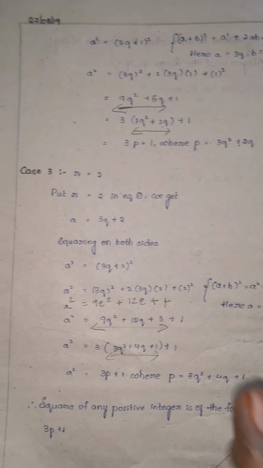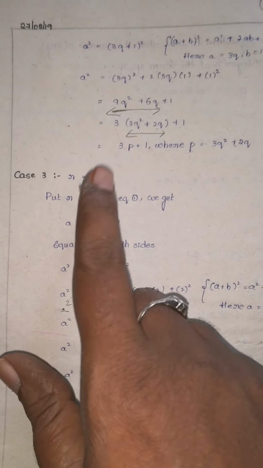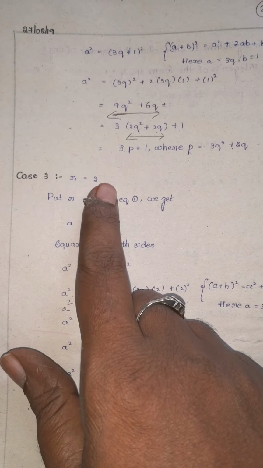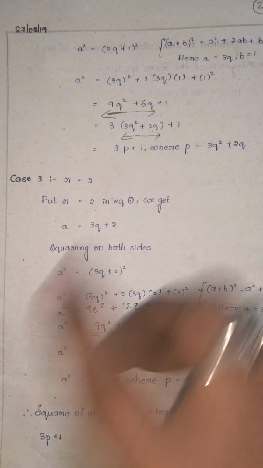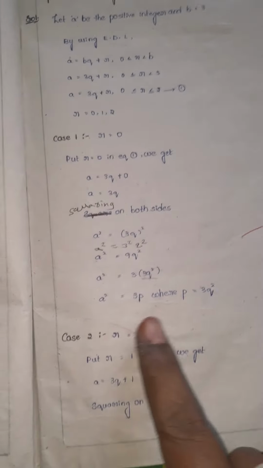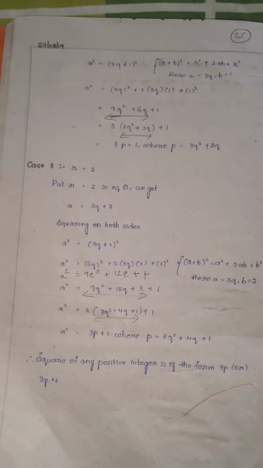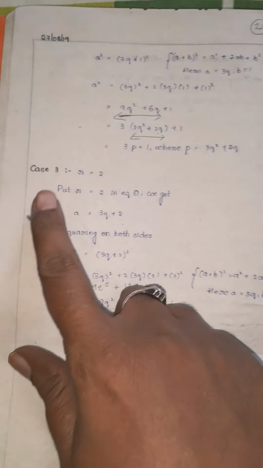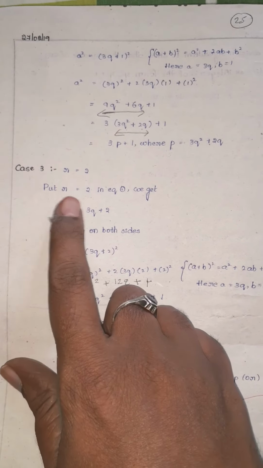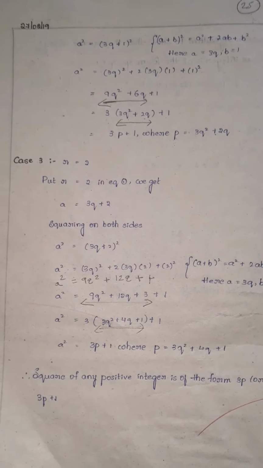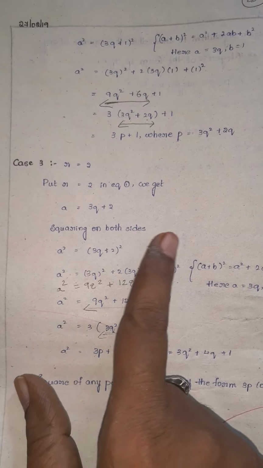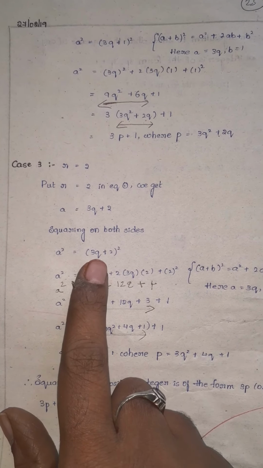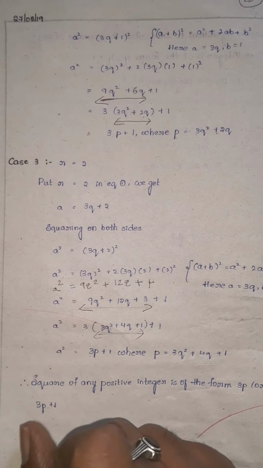Don't stop the process here. We got r up to how much? 2. 0, 1, 2. So case 3 also you should do. Don't simply stop the problem after we got 3p and 3p plus 1. So here case 3: r equal to 2. Put r equal to 2 in equation 1, we get a is equal to 3q plus 2. Squaring on both sides, a square is equal to 3q plus 2 whole square.